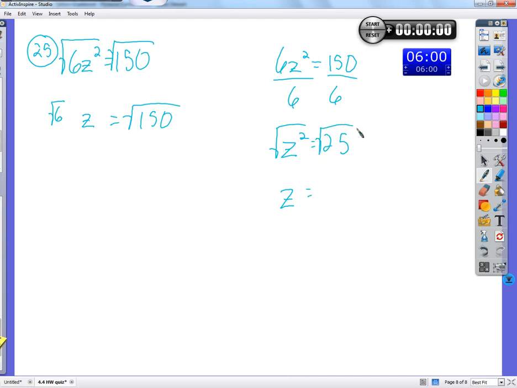Are we going to take the square root? And now next we're going to write all the numbers that when you multiply them by themselves give you 25. So what numbers are those? 5 and negative 5. Positive 5 and negative 5 satisfy that equation.